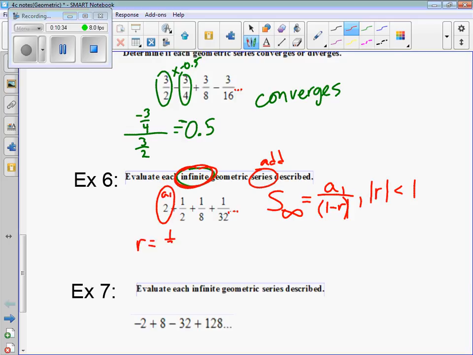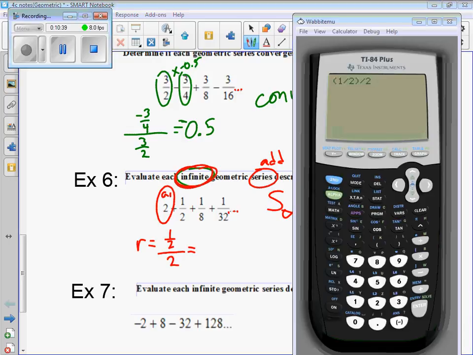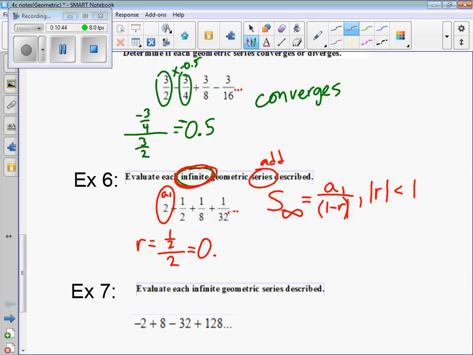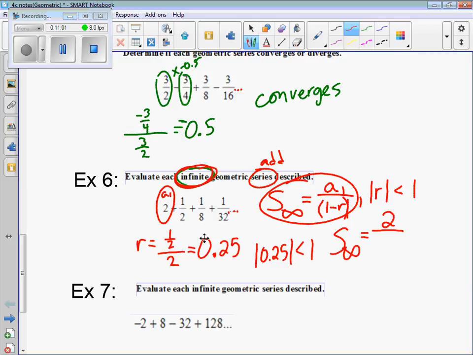So we do that on the calculator, and we get 0.25. Is the absolute value of that less than 1? Sure is. So that means we can use this formula. The sum of the infinite series equals the first term, which is 2, divided by 1 minus the common ratio, which is 0.25. Put this in the calculator, and if you added all those numbers up, you get exactly what it'll add up to.